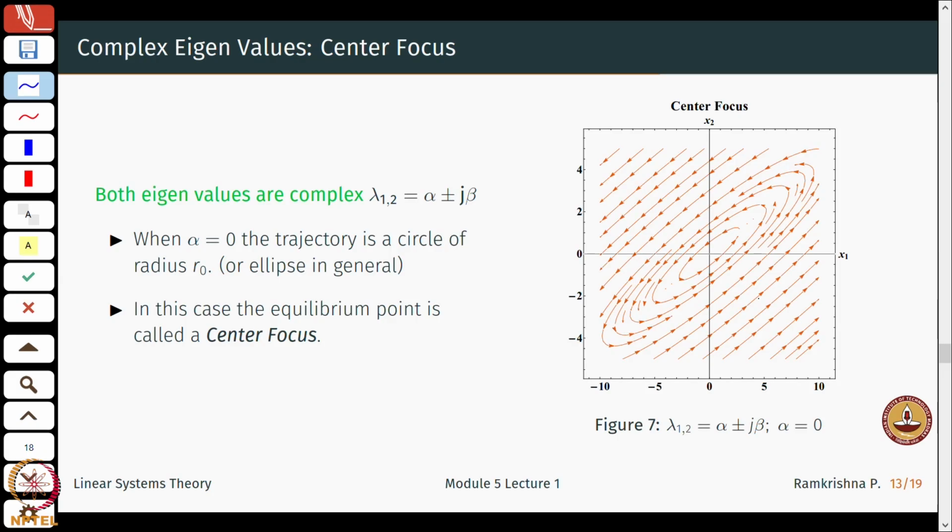Okay. So, if I come back to my x1 x2 plane, this could in general also be ellipses, right. So, when alpha equal to 0, the trajectories just are in periodic orbits around the origin, like here, right, or this one. They are either a circle of radius r in this case, or more generally they will look like an ellipse. In this case the equilibrium point is called a center. Okay. So, this also corresponds to a few cases that we learnt earlier, right. So, this is usually the undamped case.